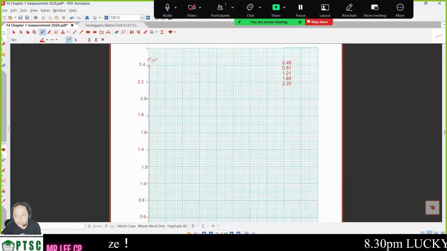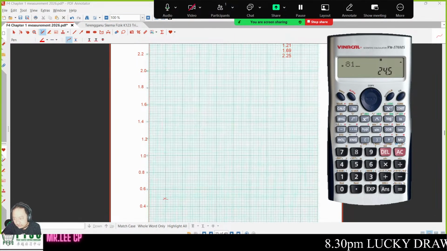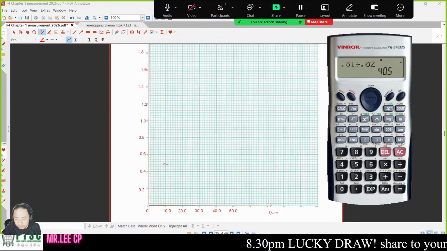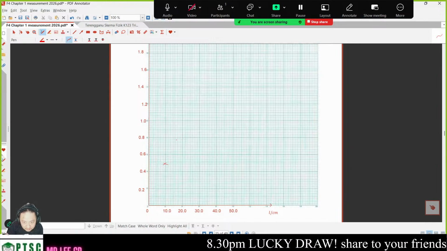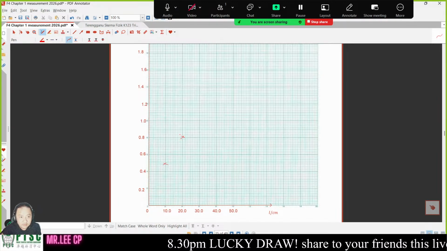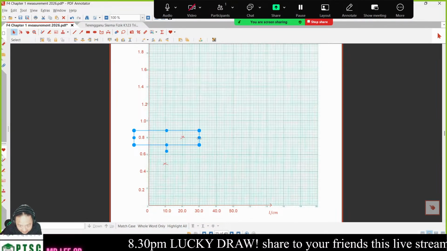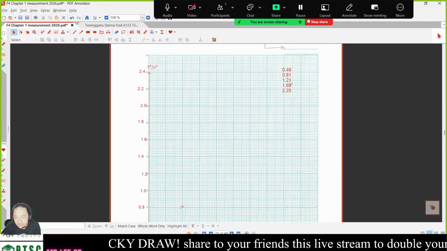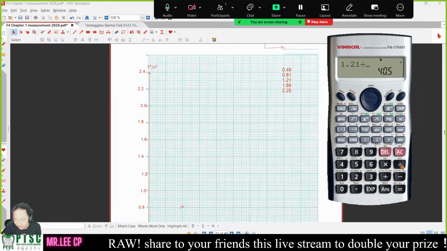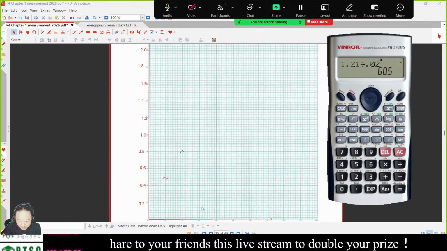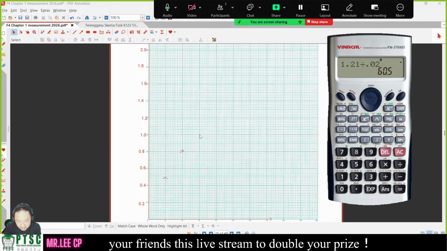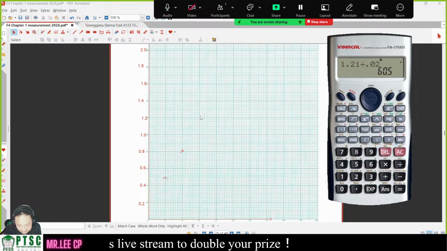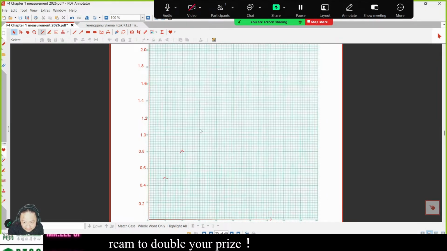Alright. Now, 0.81 divided by 0.02 is 40. 10, 20, 30, 40. 40.5 is here, somewhere here. Wait, not so nice. Wait. Okay. And then 1.21. 1.21 divided by 0.02, how many petak? It is 60. 60.5. 10, 20, 30, 40, 50, 60. 60 is here. 60.5 is here. Okay. Somewhere here.